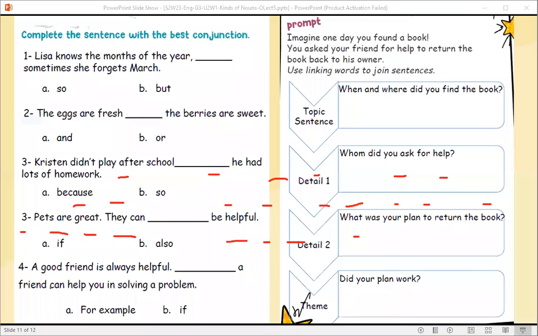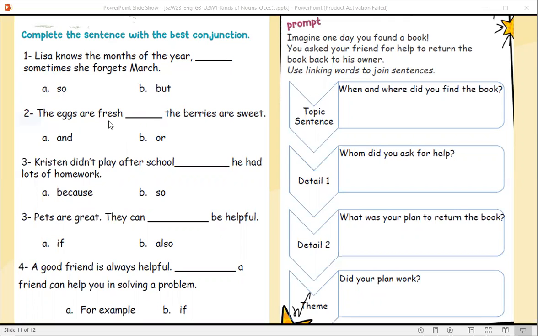During our Zoom, we are going to solve these two pages. Complete the sentence with the best conjunction or linking word. Lisa knows the months of the year. You can choose between so or but. Sometimes she forgets March. You have to choose the best conjunction to finish this sentence.